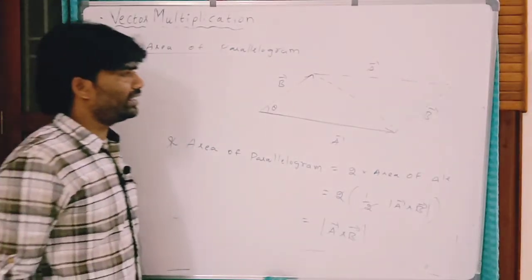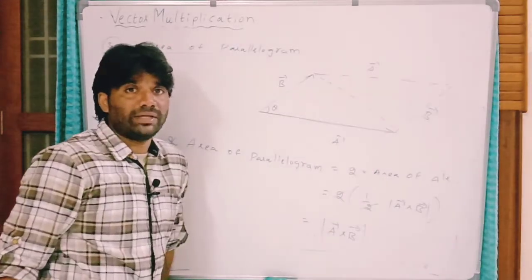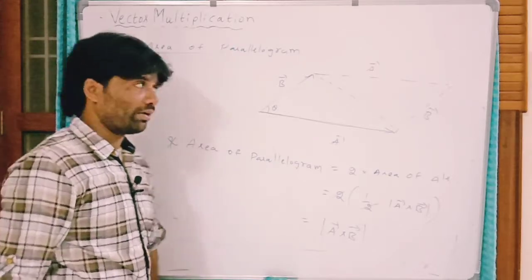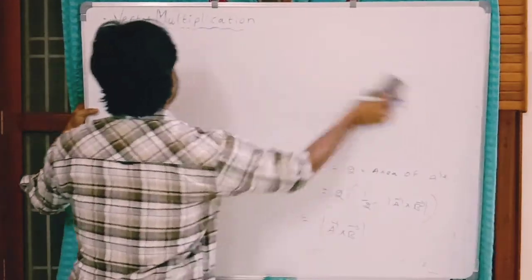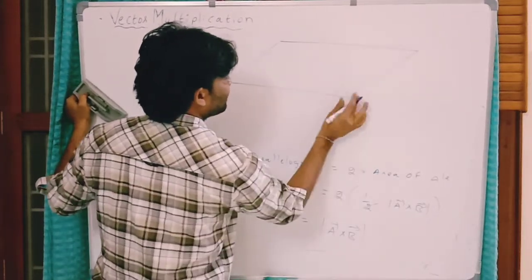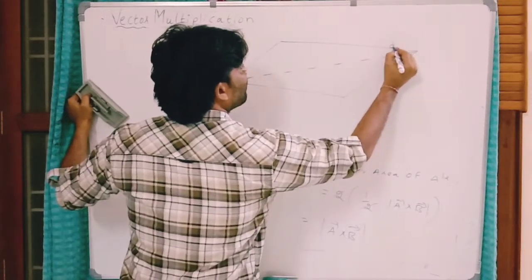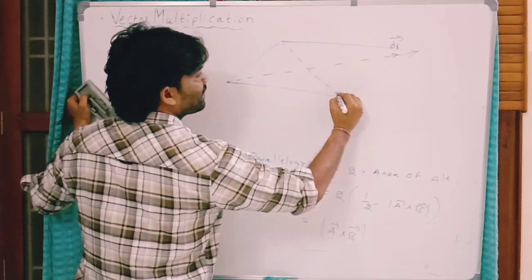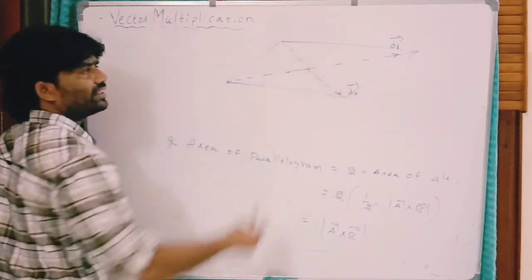Sometimes instead of providing adjacent sides, they provide the diagonals of a parallelogram. By providing diagonals, we are asked the area of the parallelogram. That is very easy, very simple. Listen carefully. Instead of providing adjacent sides, if they provide this diagonal, represented by vector d1, diagonal 1, and this is diagonal 2, this is d2.